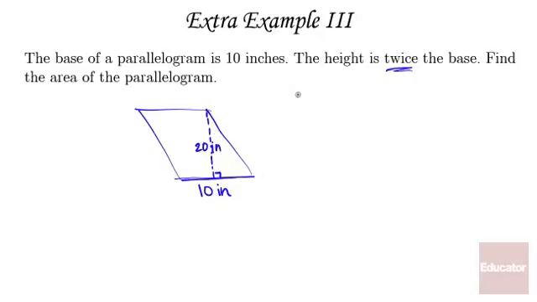So area of this parallelogram is base times height. The base is 10. The height is 20. 10 times 20 is 200. It's in inches, so it's inches squared.